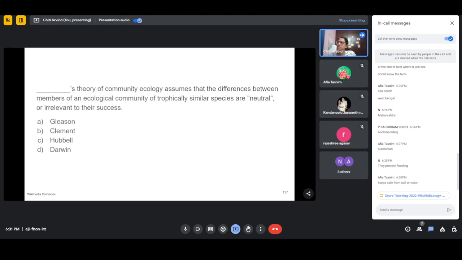So moving on to theories of community ecology. The neutral theory of community ecology assumes that the differences between members of an ecological community of trophically similar species are neutral or irrelevant to their success.